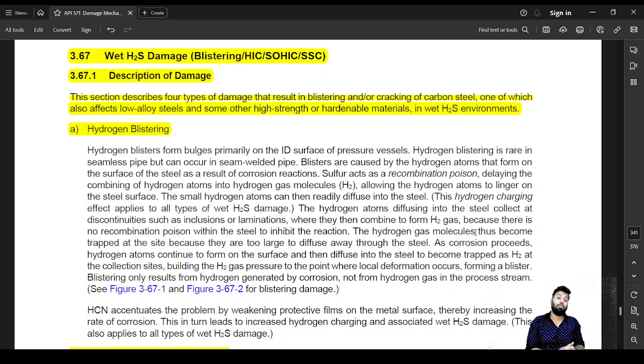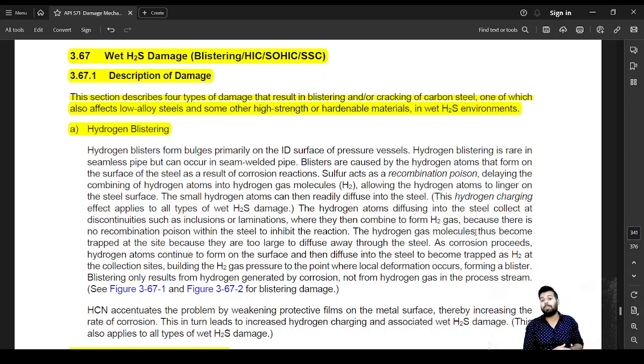Hydrogen blistering. Hydrogen blisters form bulges primarily on the ID surface of a pressure vessel. So you will see bulges, a bubble formation, on the ID side of the pressure vessel. Hydrogen blistering is rare in seamless pipe, but it can occur in seam welded pipes.